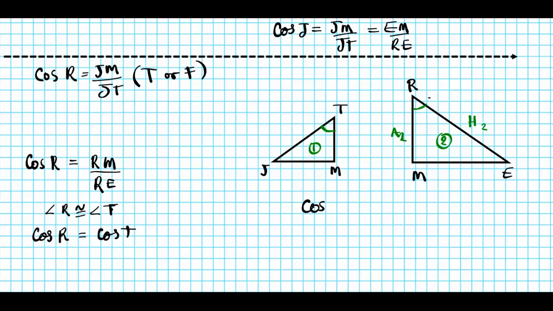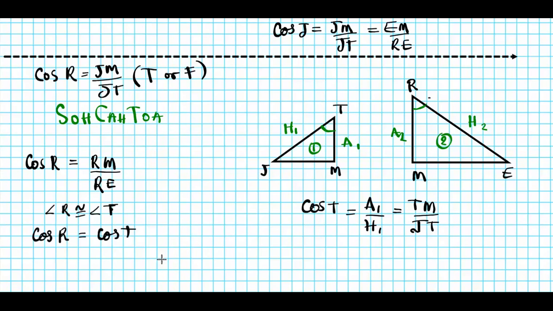So cosine T, now we're switching to triangle 1. We're using SOHCAHTOA, so we just need the adjacent and the hypotenuse. This is the reference angle, so this is adjacent 1, hypotenuse 1. So cosine T is going to be adjacent over hypotenuse. So adjacent is TM over the hypotenuse, which is JT.